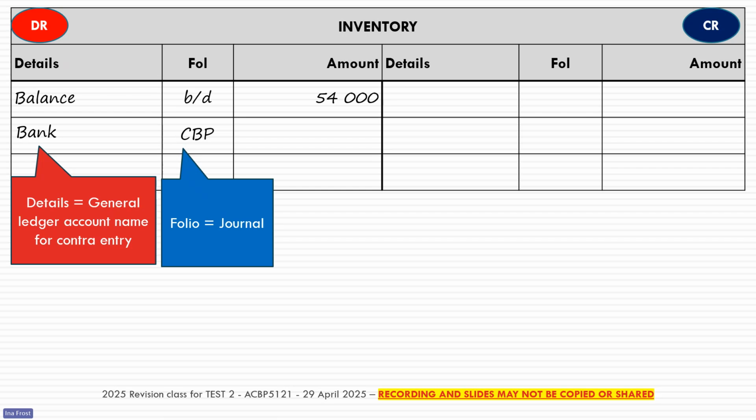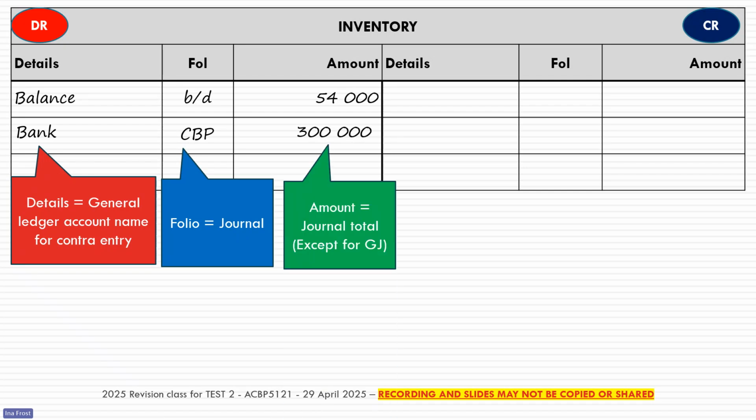And remember, a folio is a journal abbreviation. So this particular transaction was in cash book payments, so my folio is CBP. And as Salama said, this carries marks. Again, easy marks. Details carry marks, folio carries marks.